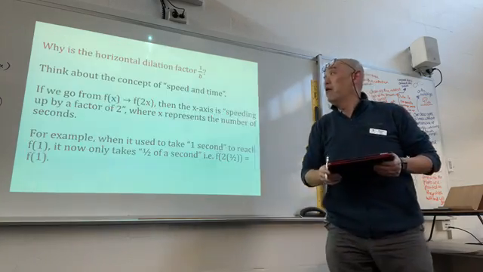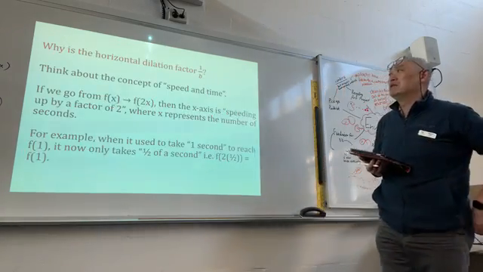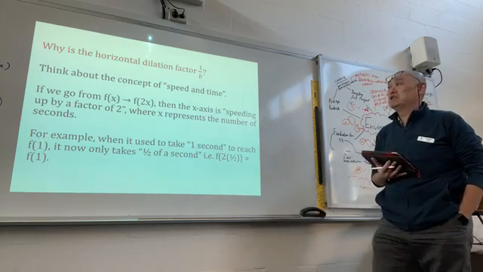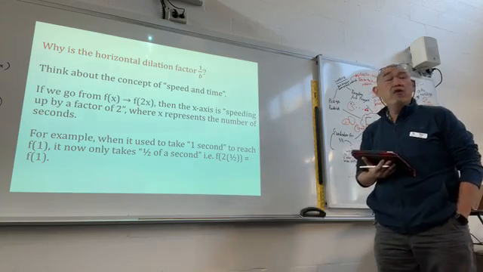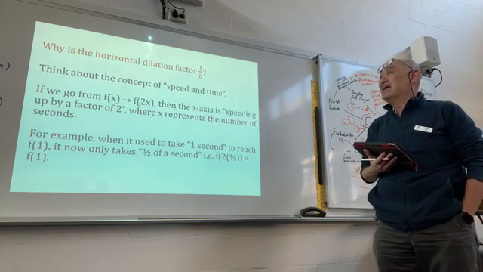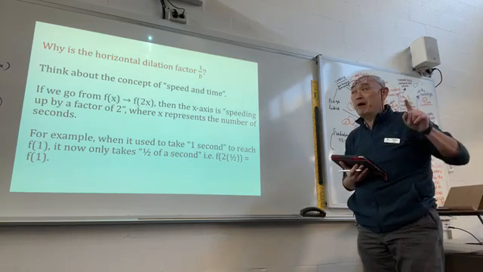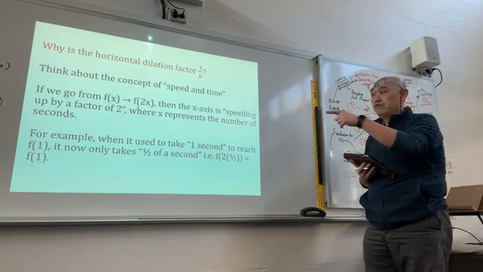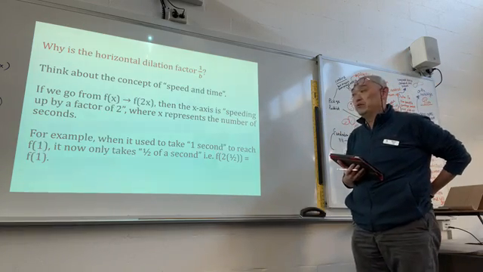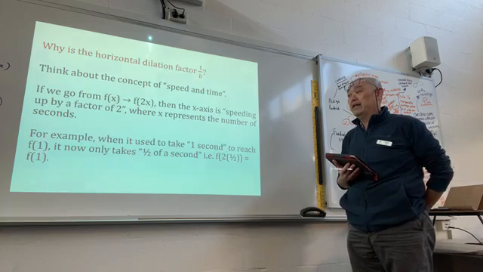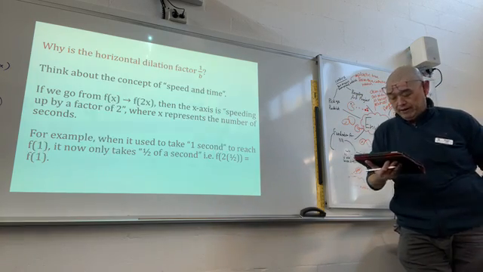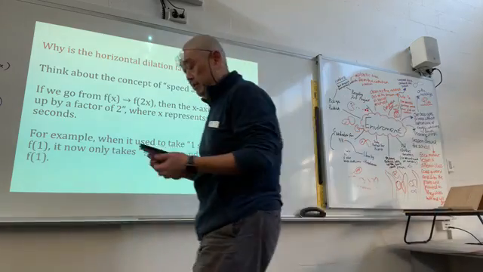All right? Now, why is the horizontal dilation factor 1 over b? Now let's think about the concept of speed and time. If we go from f(x) to f(2x), then the x-axis is speeding up by a factor of 2, where x represents the number of seconds. So for example, when we used to take 1 second to reach f(1), it now will only take half a second, i.e. 2 times half to reach f(1). All right? Think about it that way.